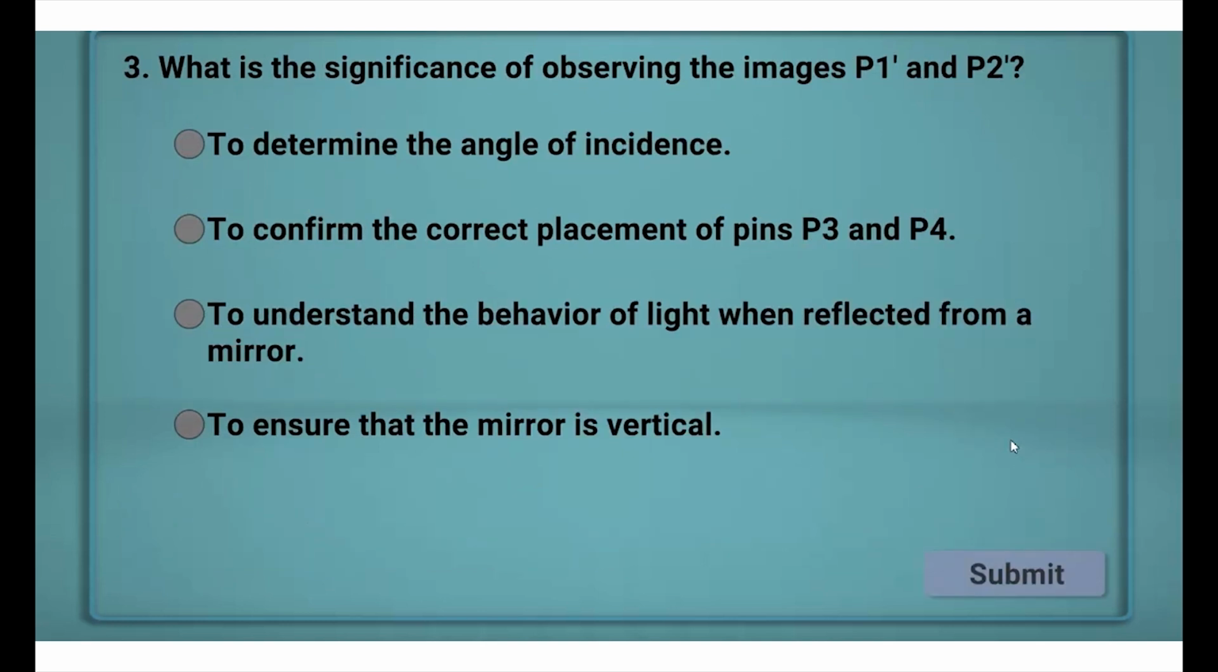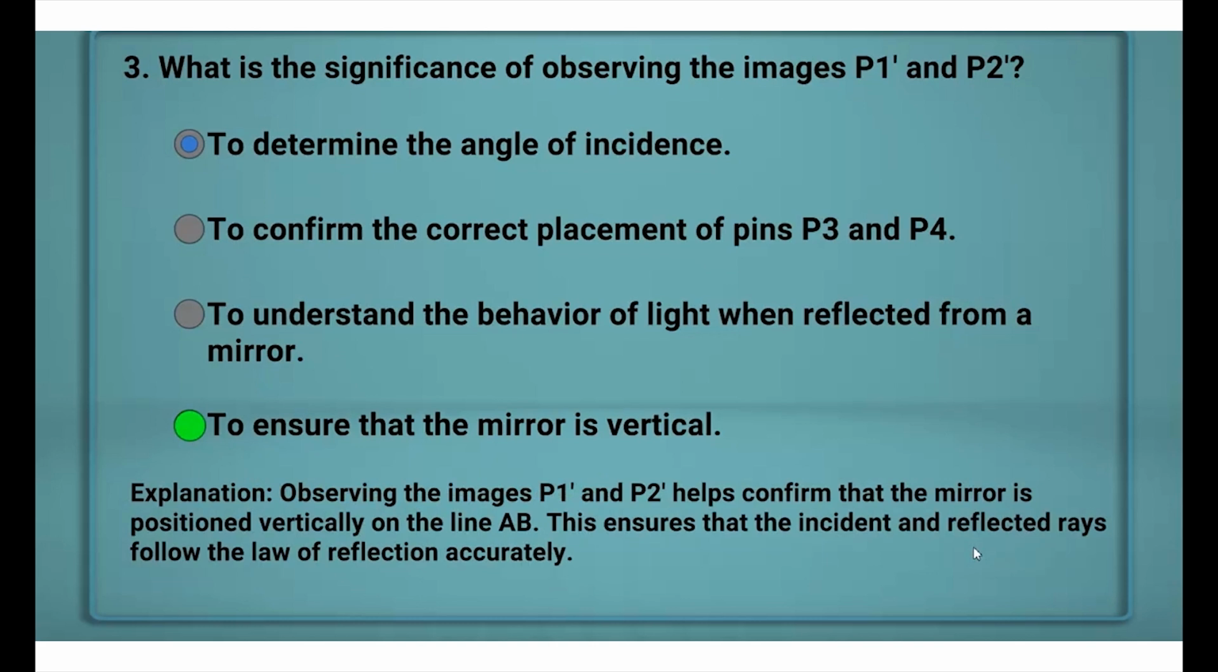What is the significance of observing the images P1' and P2'? Incorrect answer. Explanation: observing the images P1' and P2' helps confirm that the mirror is positioned vertically on the line AB. This ensures that the incident and reflected rays follow the law of reflection accurately.